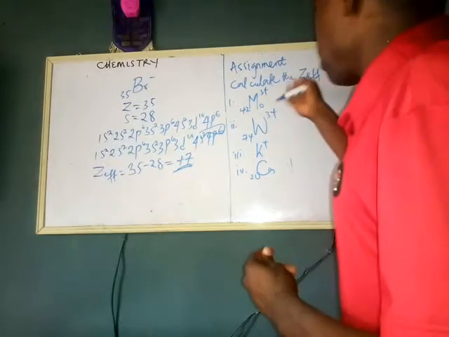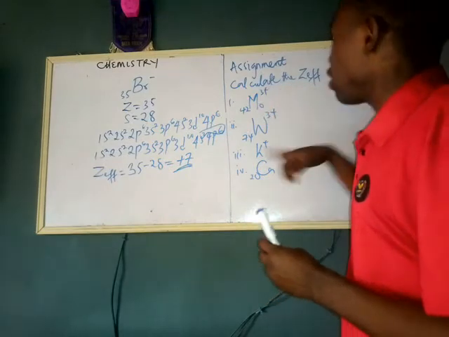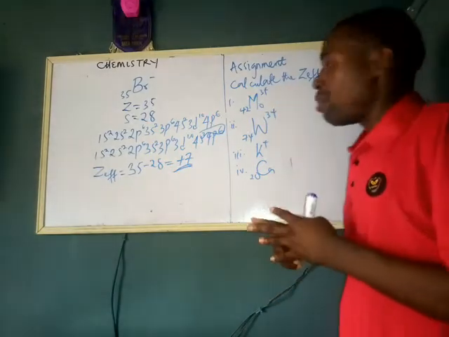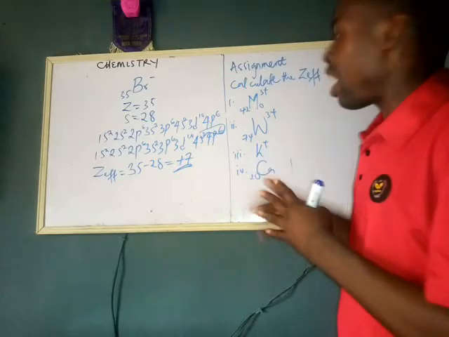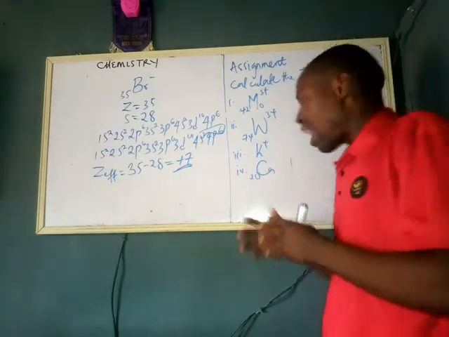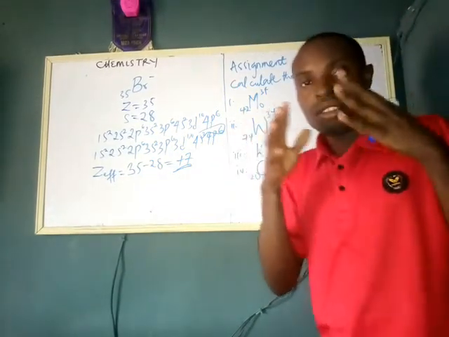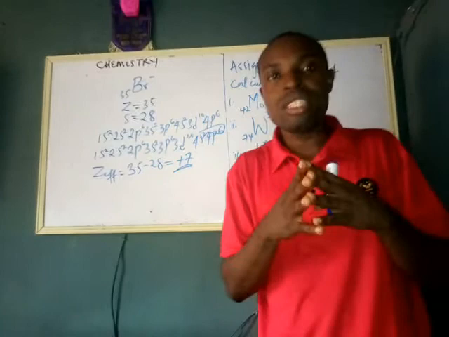Now, this is your own work to do. Calculate the effective nuclear charge of the following, which is molybdenum 3 ion, tungsten 3 ion, potassium ion, and calcium atom. So when you do it, you can drop your answers in the comment section.